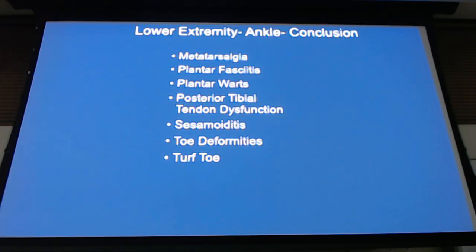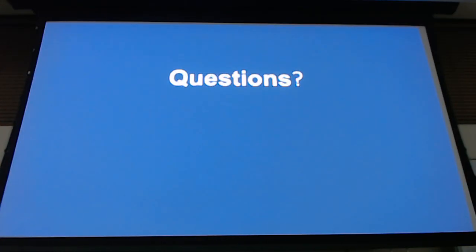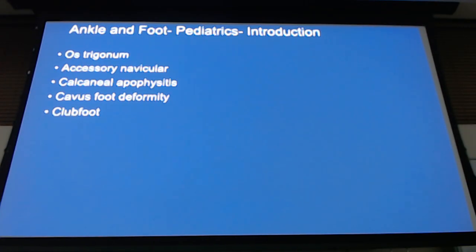All right. So we covered all of these things yesterday. Today we are going to go on to some pediatric conditions. The first thing we're going to talk about is the os trigonum. We'll talk about the accessory navicular bone. We'll talk about calcaneal apophysitis.